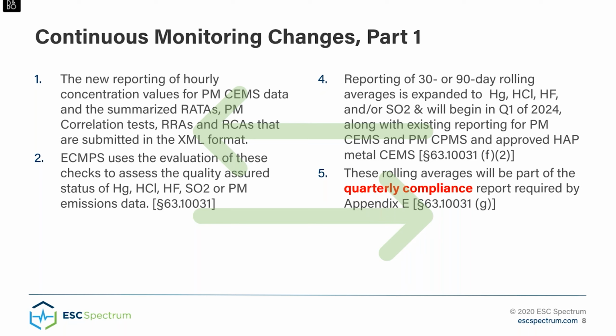I want to point out that currently the ECMPS tool uses the evaluation of these checks to assess the quality of the various types of MATS related data, whether it be Mercury data, HCl data, HF, SO2, or even PM data. And I've included a citation where this is all laid out for you, so you can go back and read where it's specified in 63-10,031. You'll also be reporting for the first time 30 and 90-day rolling averages for the various types of emission rates. And that will begin reporting them electronically in the first quarter of 2024.